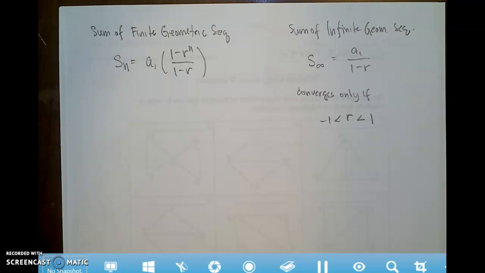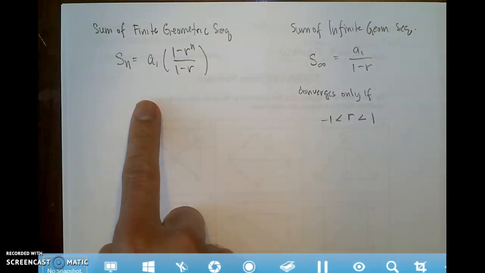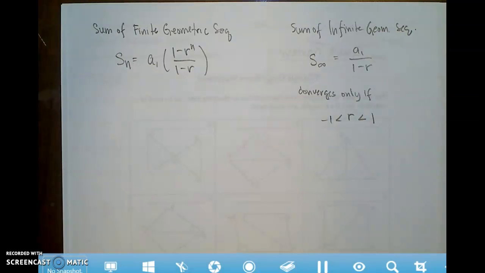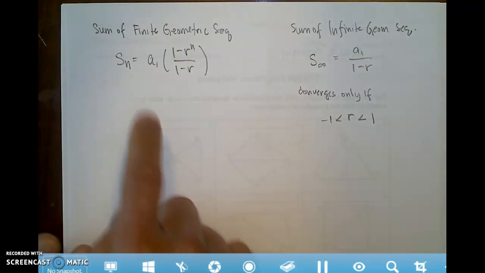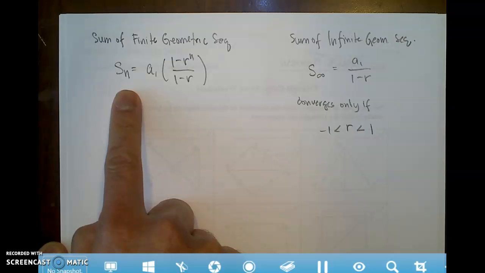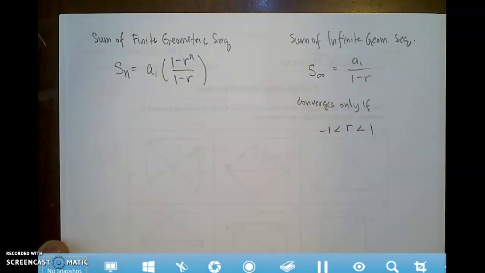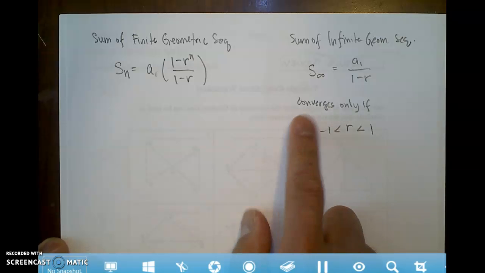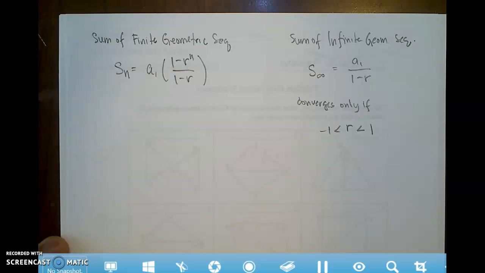There are two types of geometric sequences here: the finite geometric sequence and the infinite. We're going to use this particular formula for the sum of a finite geometric sequence, if we have a defined number of terms that we want to add up. If there is an infinite number of terms from the geometric sequence that we want to add up, this is the formula.